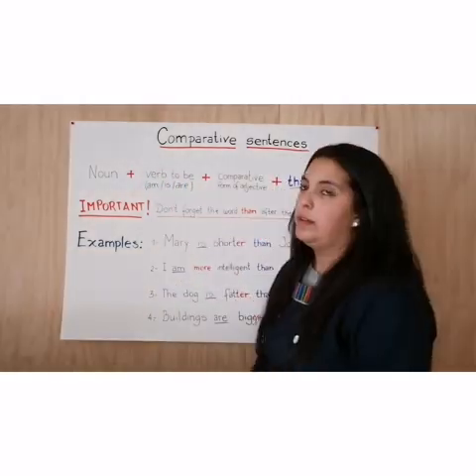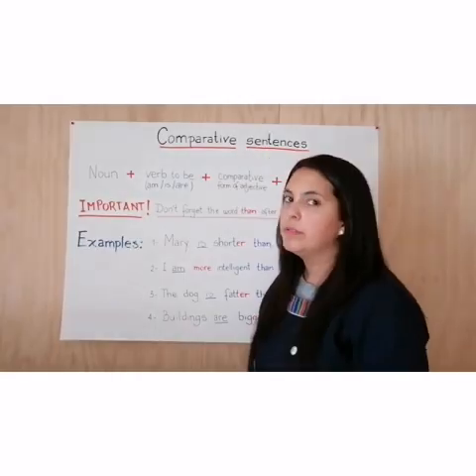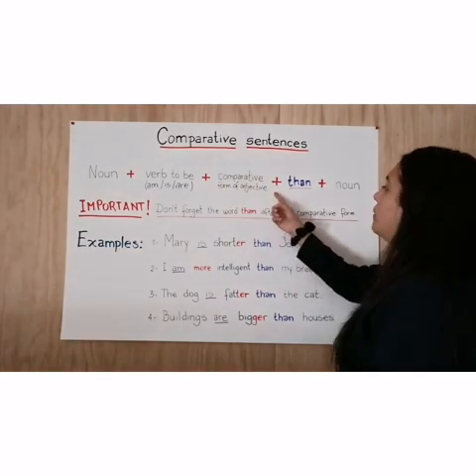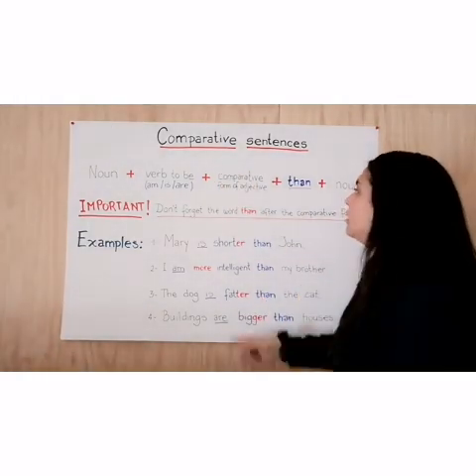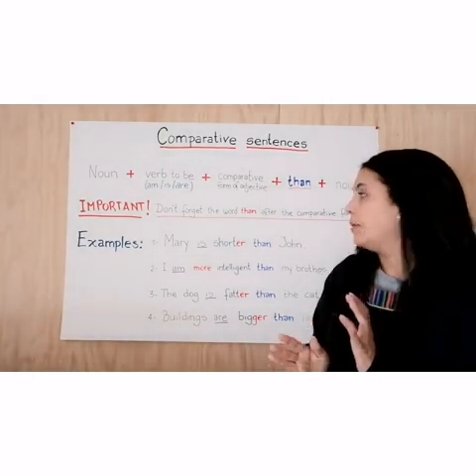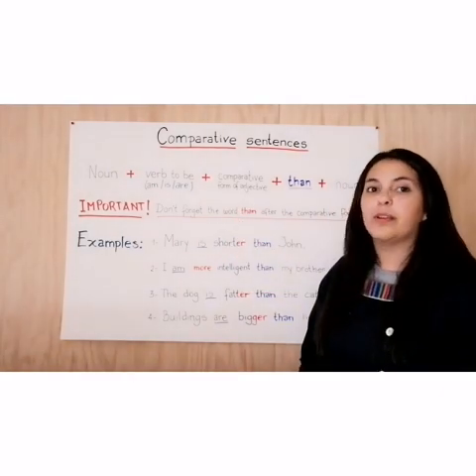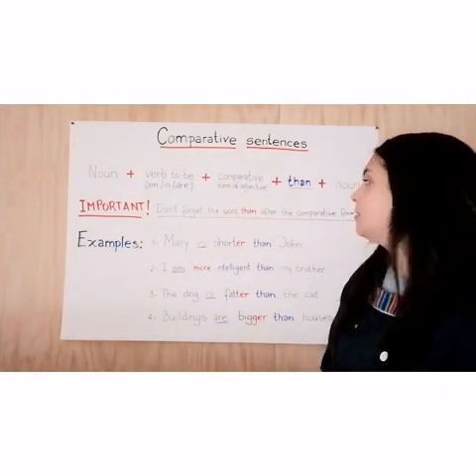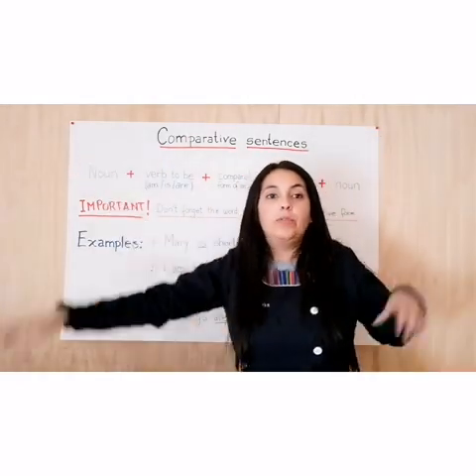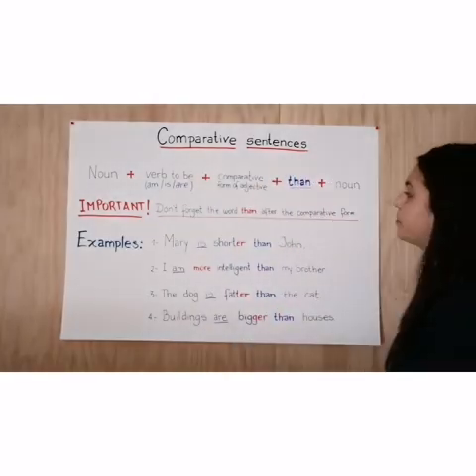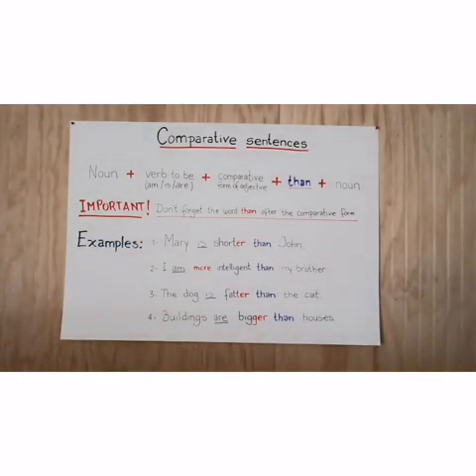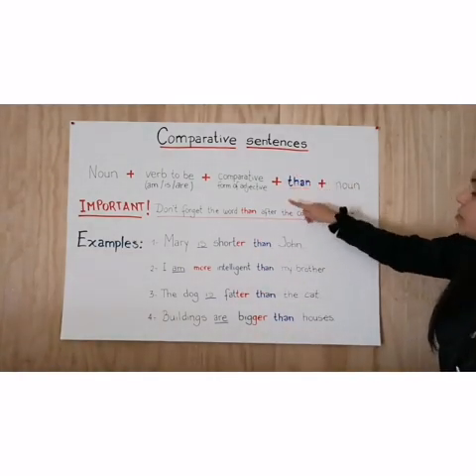The verb to be, depending on the noun, could be is or are. The comparative form of the adjective that we learned. The word than is very important. You always have to use the word than to make a comparison. And the other noun, we're going to compare one noun with another noun. So it's very important to include the word than after the comparative form. Don't forget this word.